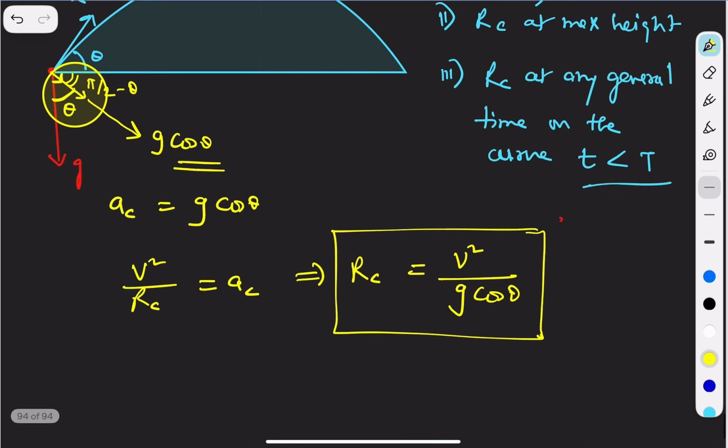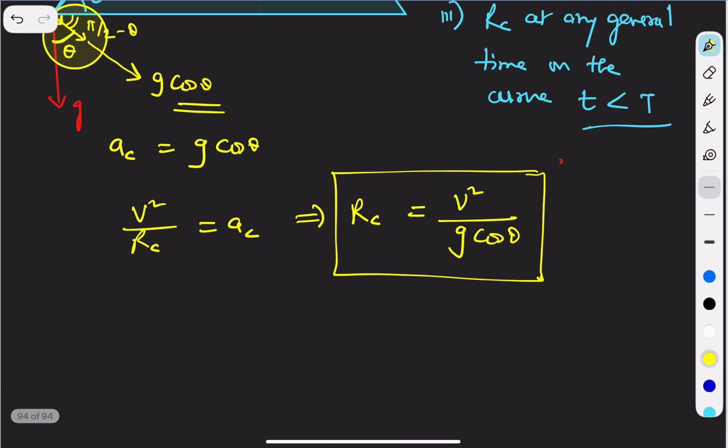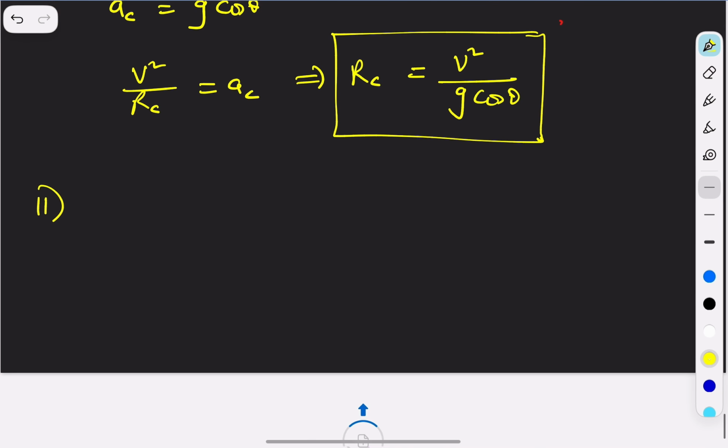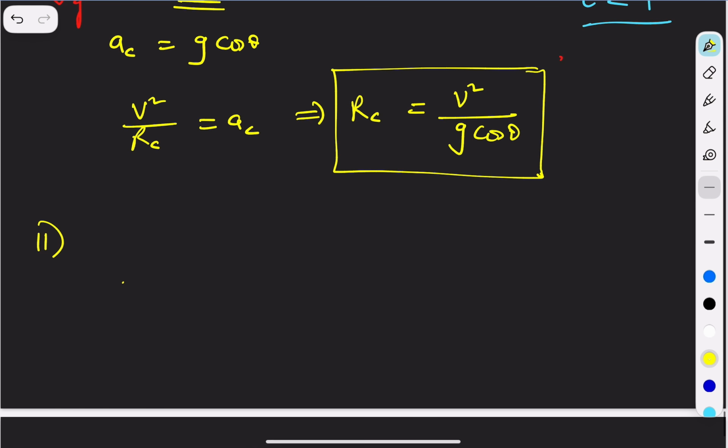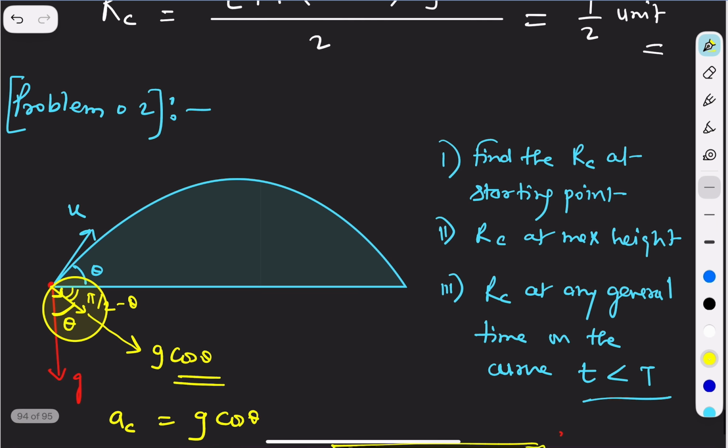The second part, at the maximum height. So at the maximum height, let me just show the diagram first and then we'll go on that. Here, let's say this is your maximum height, and this is the part of the segment which is performing a circular motion.